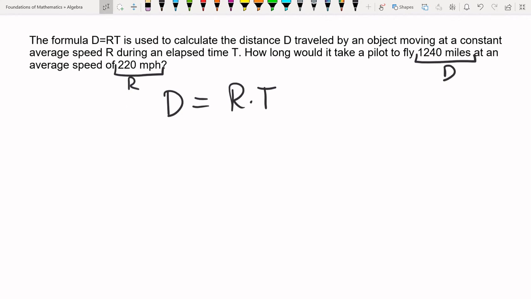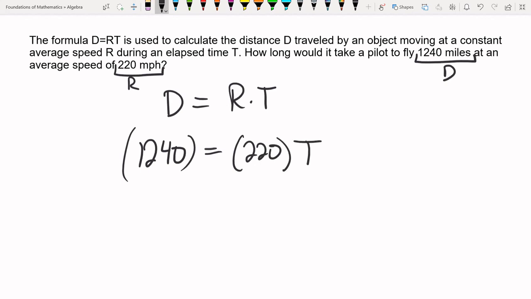So sometimes you don't know exactly what to do to start with this thing. But in this case, it gave you a formula, and it gave you pieces of information that you should be able to attribute to one of the variables. In this case, all we have to do is plug in the numbers in each part. So D equals 1240 and R equals 220. We don't know what T is, but we do want to know what T is. How long is the same thing as the time elapsed. So if we solve for T, that's how long it would take, and that gives us our answer.